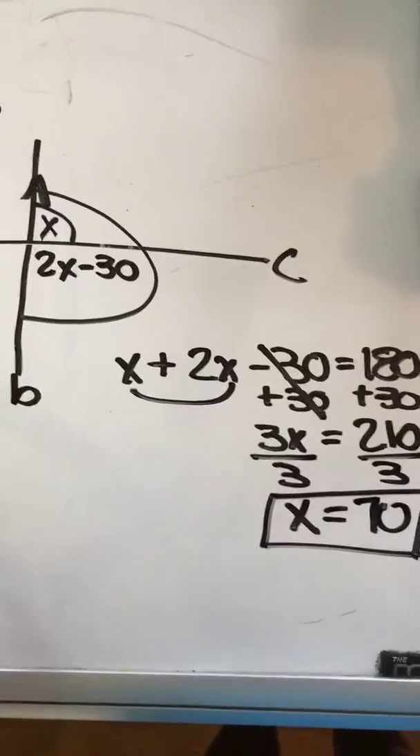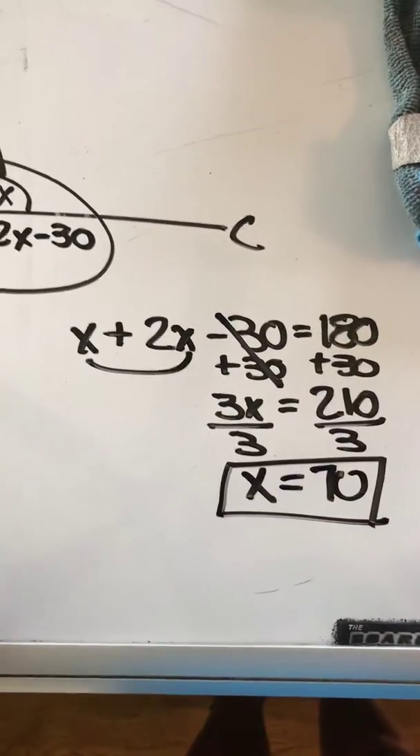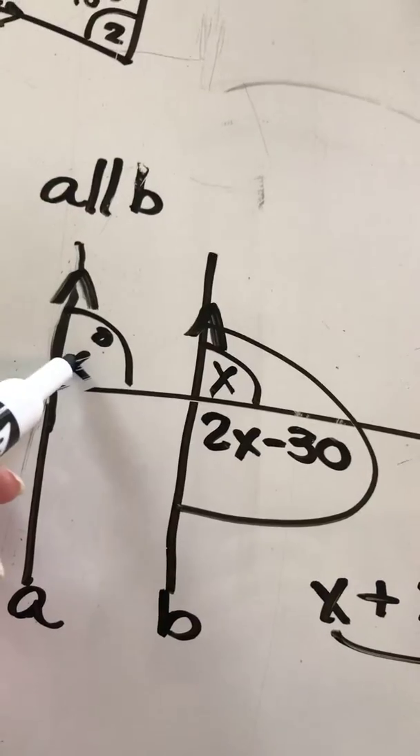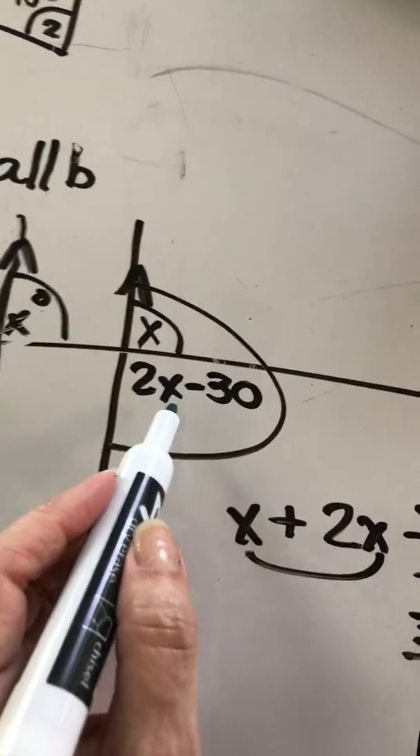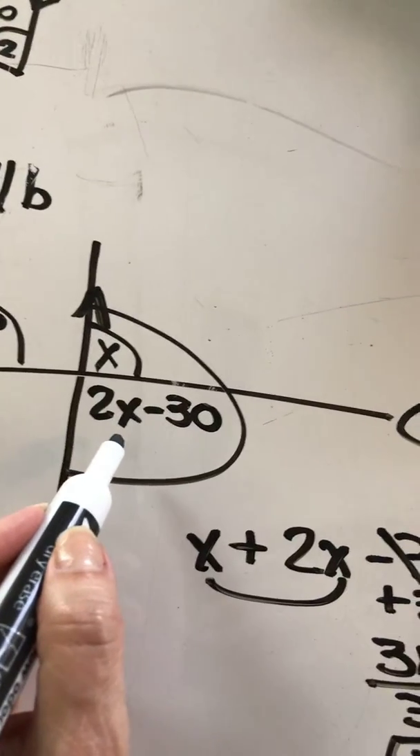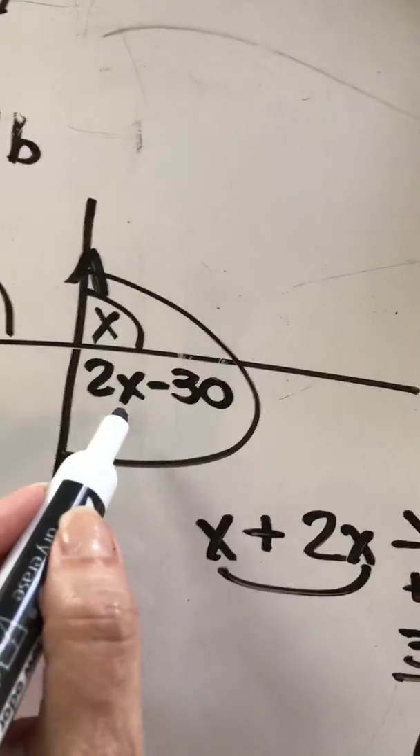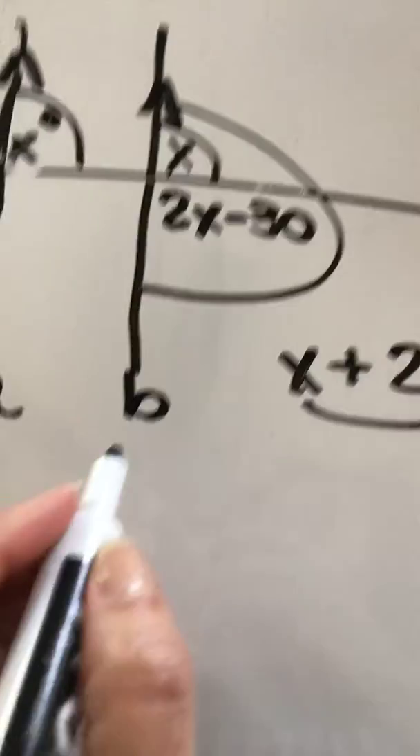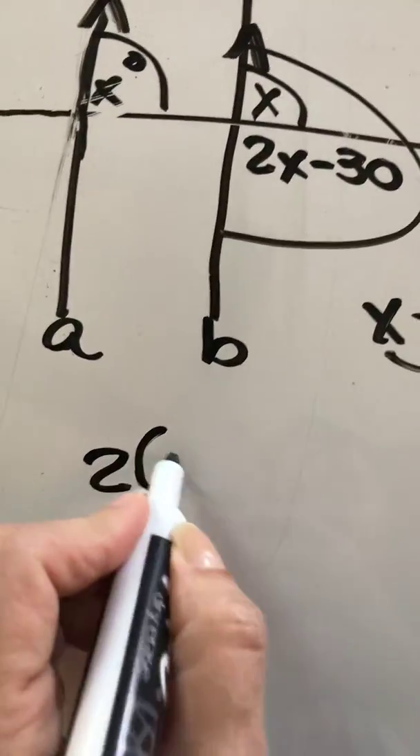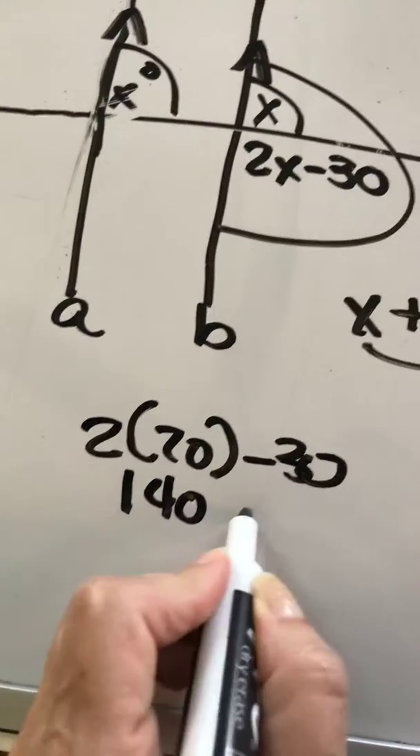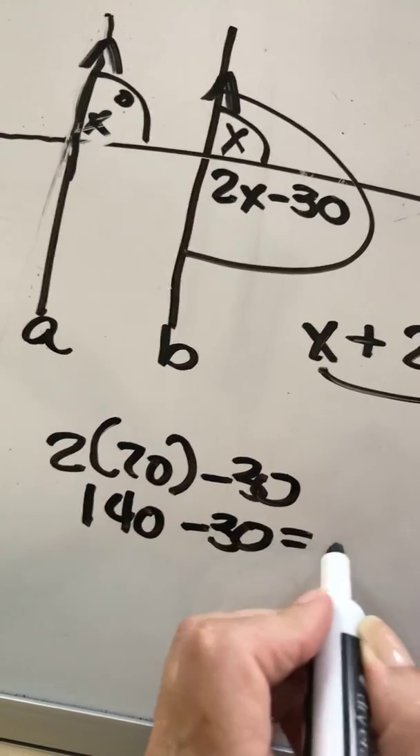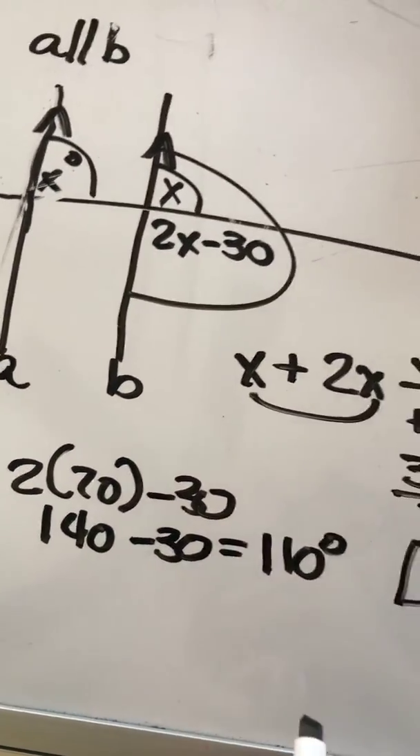Now it says in 46, find the measure of the acute angle. Well, the acute angle is x. It is 70 degrees. That's number 46. Number 47 says find the measure of the obtuse angle. So we plug in 70 for x. 2 times 70 minus 30. That's 140 minus 30. The obtuse angle is 110 degrees.